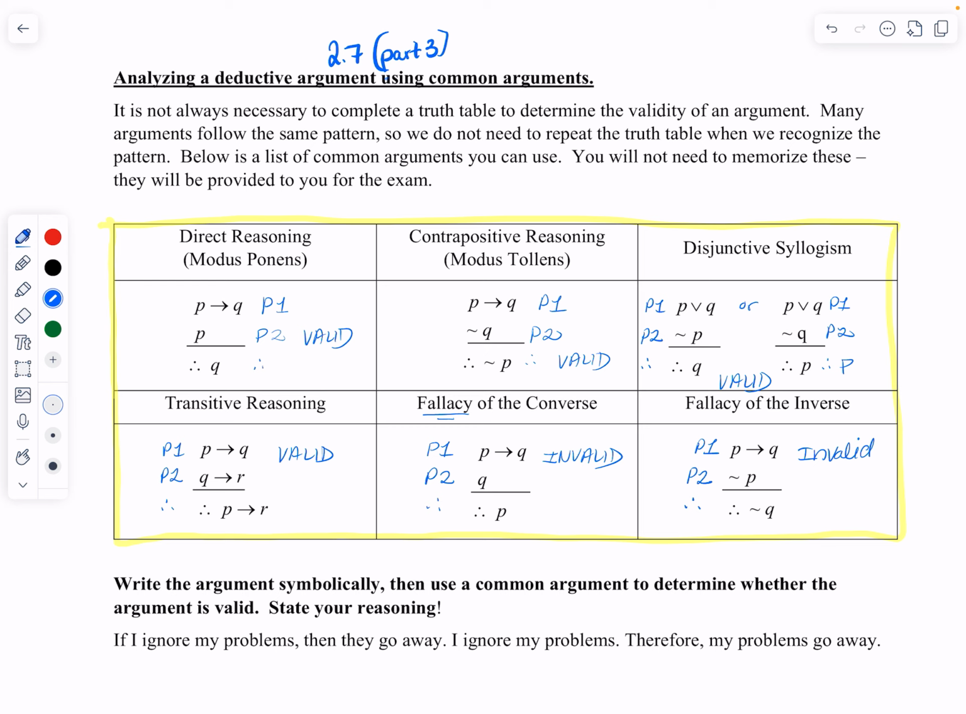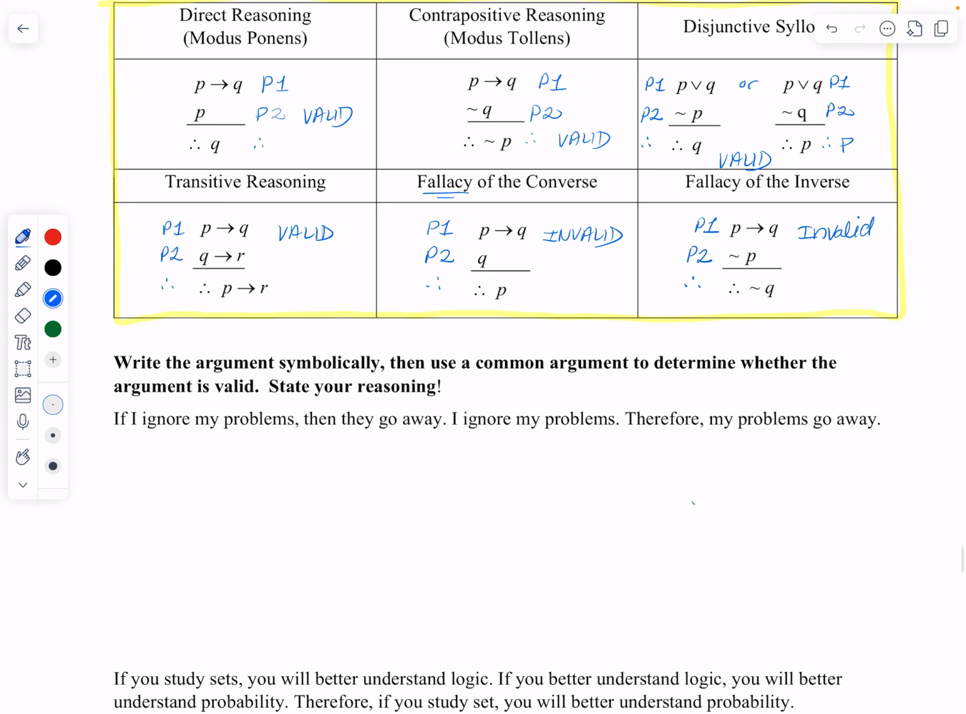Okay, so what are we going to do with these? What we're going to do is look through examples, and we're going to match up which one works. And when we match it up, we can tell right away if it's valid or invalid. For instance, let's look at this example. Write the argument symbolically, then use a common argument to determine whether the argument is valid, and state your reasoning. If I ignore my problems, then they go away. I ignore my problems, therefore my problems go away.